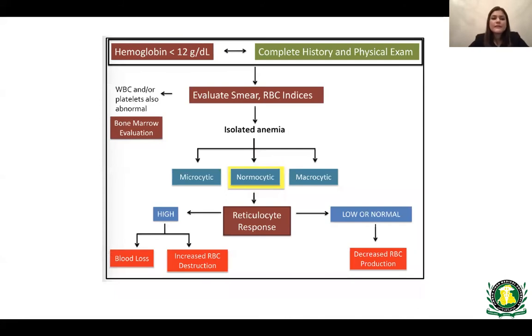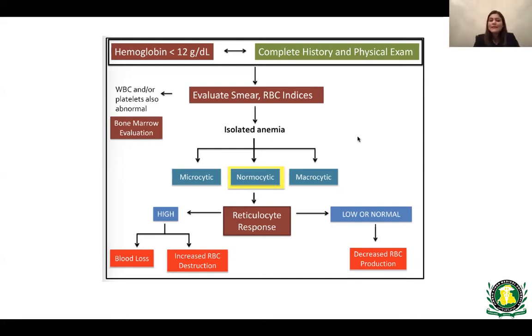So here is a nice flow chart which guides how to go towards your diagnosis. So you have hemoglobin less than 12. You took a very nice complete history and physical exam. Then you want to evaluate this smear. We just talked about what? The shape, sizes, hypochromic, microcytic, normocytic, all those things, RBC indices. We want to talk about that, right?